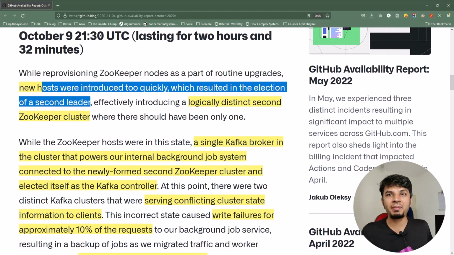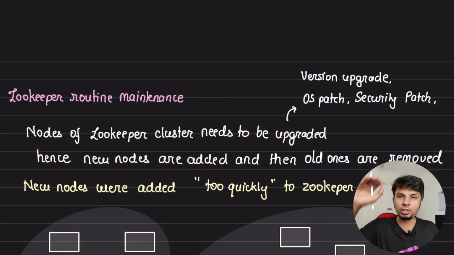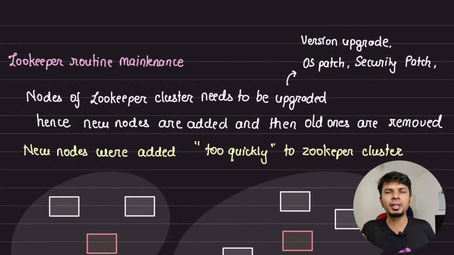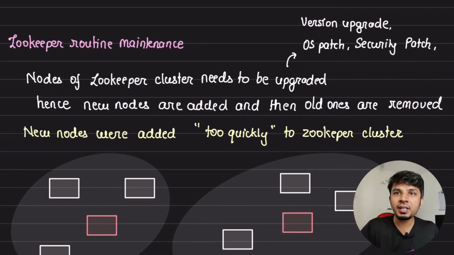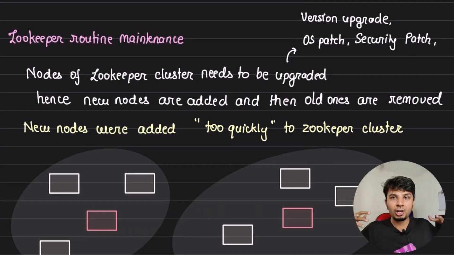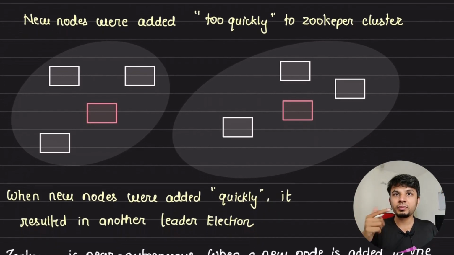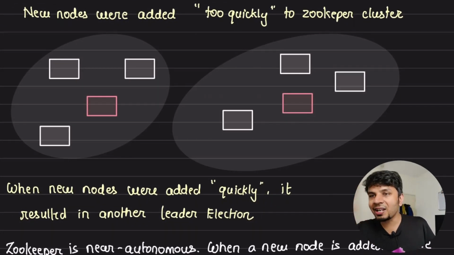Now let's spend some time understanding what exactly happened. Zookeeper had routine maintenance. Why do we need routine maintenance? Because of version upgrades, OS patches, security patches, machine rotations. It was a normal routine process. So Zookeeper nodes were getting changed, and a lot of new nodes were added. And when nodes were added too quickly, they ran another election algorithm.